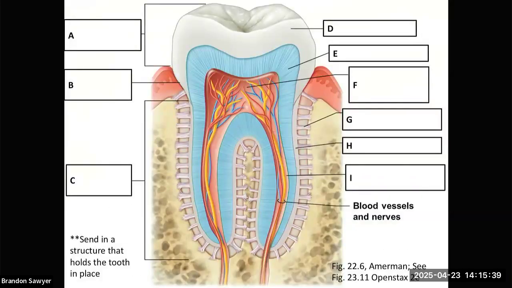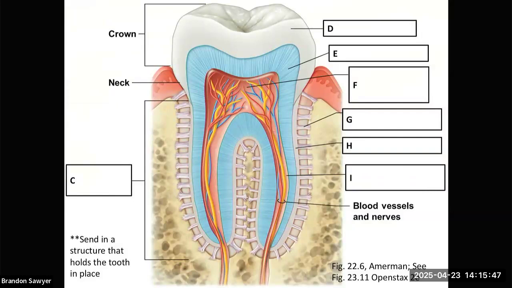Okay, so we can see all those structures here. A would be the top part, which is the crown. This is the part that we can see of our teeth. Working our way down is the neck. This is the part that's kind of in line with the gums. And then we get down to the root. The root is definitely the longest part for sure.